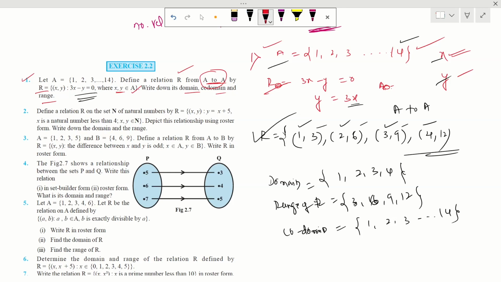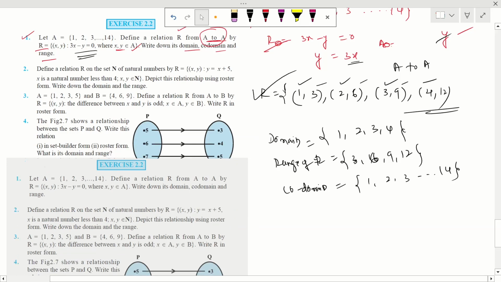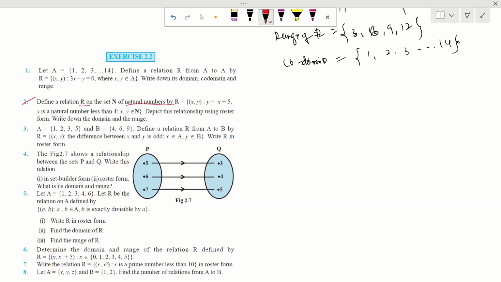Now we discuss the second one. I just make room down here, then we can write the second problem. Define a relation R on the natural numbers. The relation is given as (x, y) where y is equal to x plus 5, and x is less than 4.